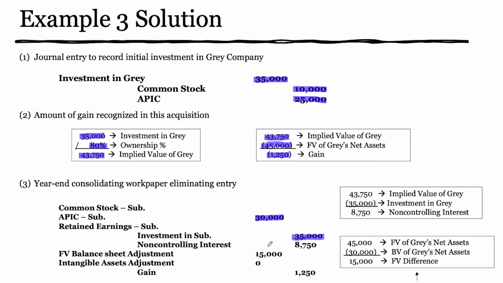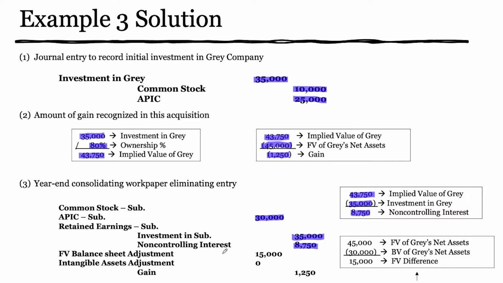And we're going to want to find out the non-controlling interest portion in order to remove that. Again, in order to do that, we're going to take our implied fair value of Gray Company at $43,750. Just subtract out your investment in Gray at $35,000, which leaves us at $8,750, which is the portion allocated to non-controlling interest. So credit non-controlling interest, $8,750.